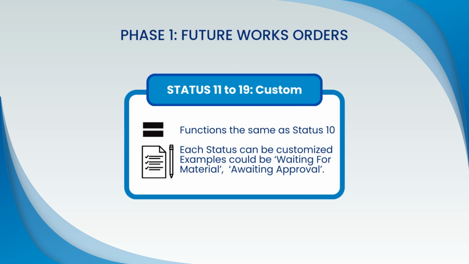Status 11 to 19. Custom. This range functions the same as status 10. Each status can be named per user preference. Examples could be waiting for material, awaiting approval.